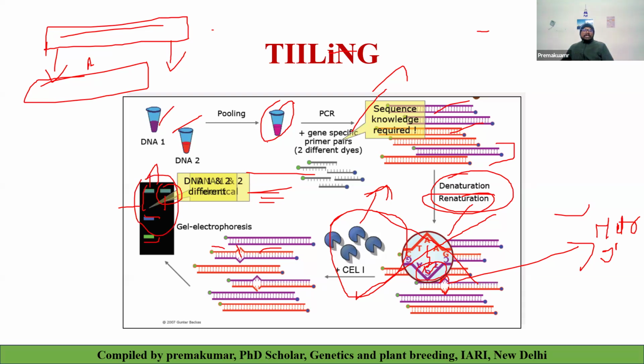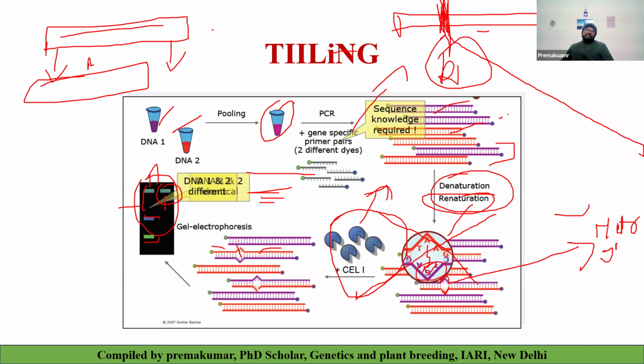By this, we can identify which nucleotide is responsible for the mutation, and how this nucleotide varies across the population. Because we are pooling each DNA and doing this analysis, we can identify which allele is present in all the lesions, which allele and which nucleotide is responsible for this mutation. That we can study.